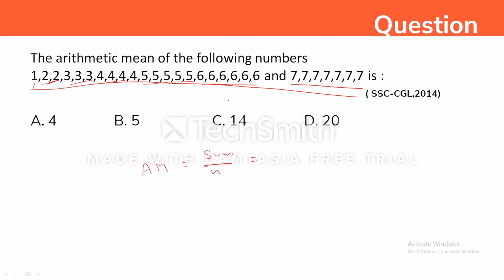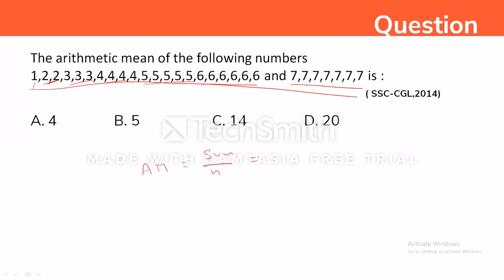Now how can we solve this question? We need to add all the given numbers, like 1 plus 2 plus 2 plus 3 plus 3 plus 3 and so on up to all the numbers. We need to add all these numbers and divide by how many total numbers we have. Total numbers means n. Like that we need to count, and we can find what the average or arithmetic mean will be.